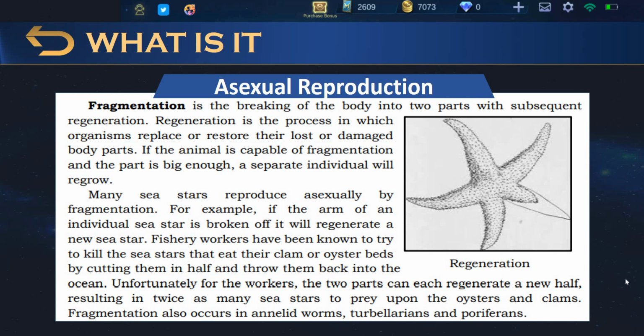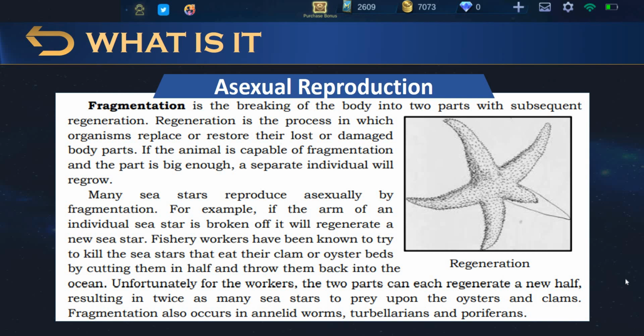Regeneration is the process in which organisms replace or restore their lost or damaged body parts. If the animal is capable of fragmentation and the part is big enough, a separate individual will regrow. Many sea stars reproduce asexually by fragmentation. For example, if the arm of an individual sea star is broken off, it will regenerate a new sea star.